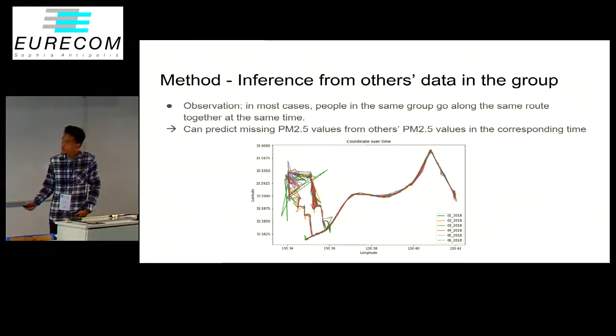The approach chosen originated from the observation that in most cases people in the same group go along the same route on the same day. With that observation, they propose to predict the missing PM 2.5 values from other PM 2.5 values at the corresponding times. They have a visualization showing that every second and every minute the people tend to go along together in the same route. So it's reasonable to infer from the PM 2.5 values of the same people.